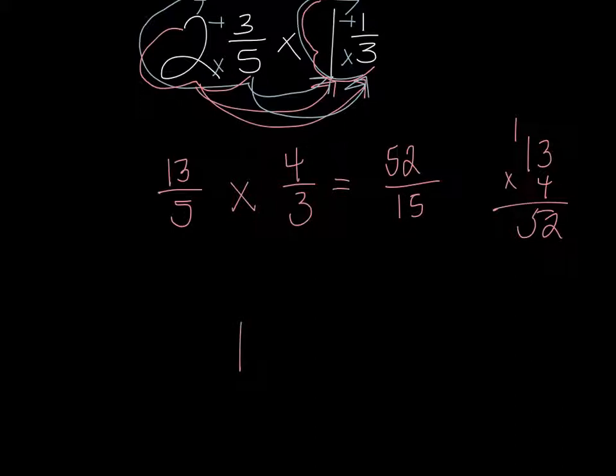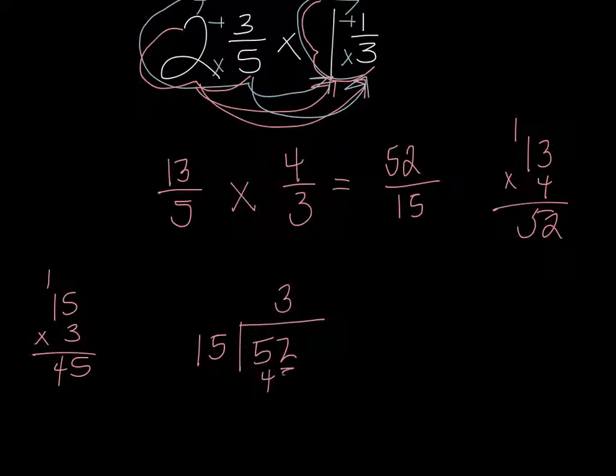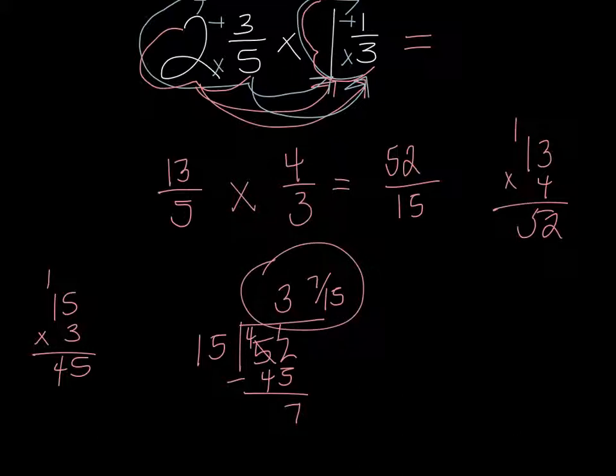And my last step is always to turn this improper back to a mixed number. So I know that 15 times 2 is 30. So I'm going to check 15 times 3. That is 45. And I'm going to borrow. 12 minus 5 is 7. So 7 out of 15 is left. So the final answer to 2 3/5 times 1 1/3 is 3 7/15.